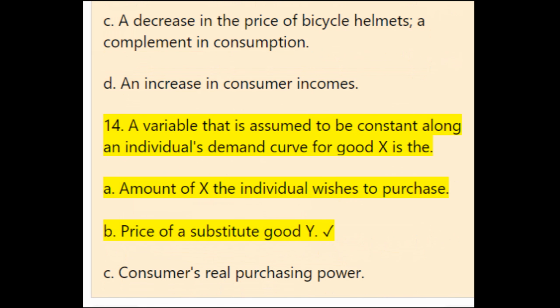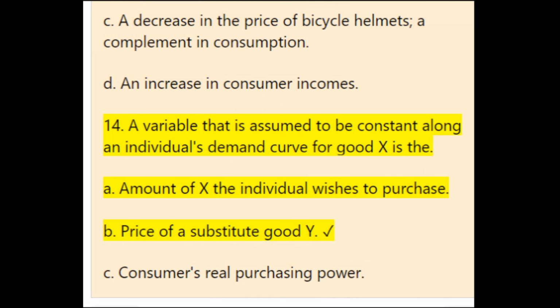14. A variable that is assumed to be constant along an individual's demand curve for good X is A. Amount of X the individual wishes to purchase. B. Price of a substitute good Y. C. Consumer's real purchasing power. D. Price of good X.